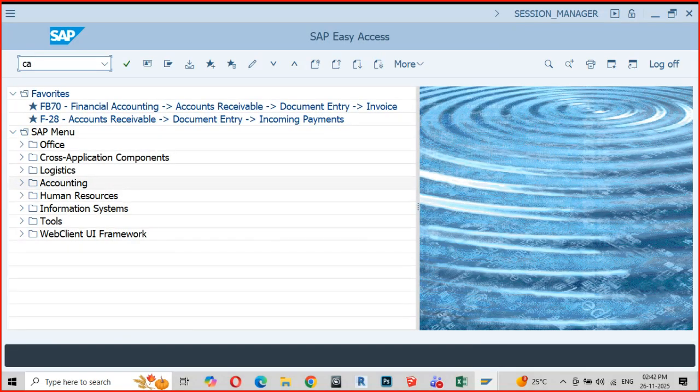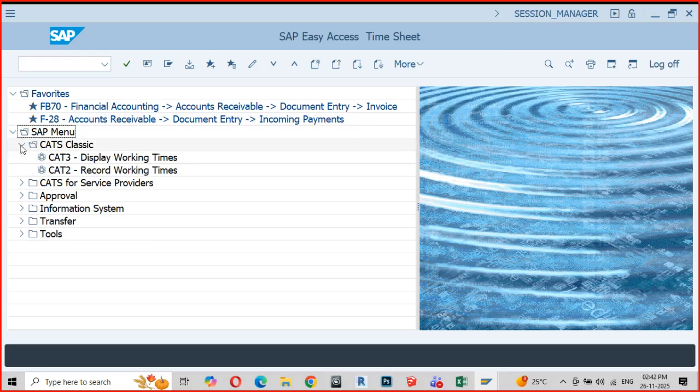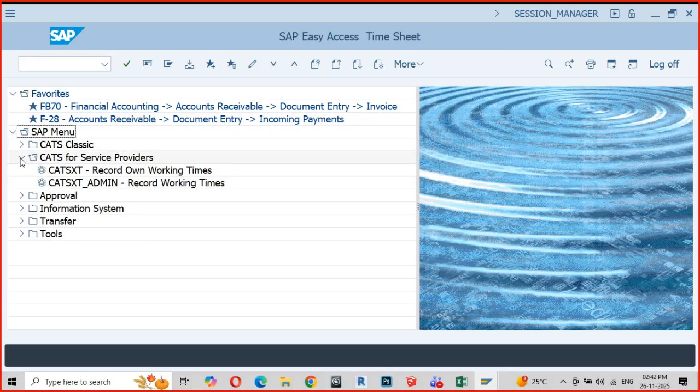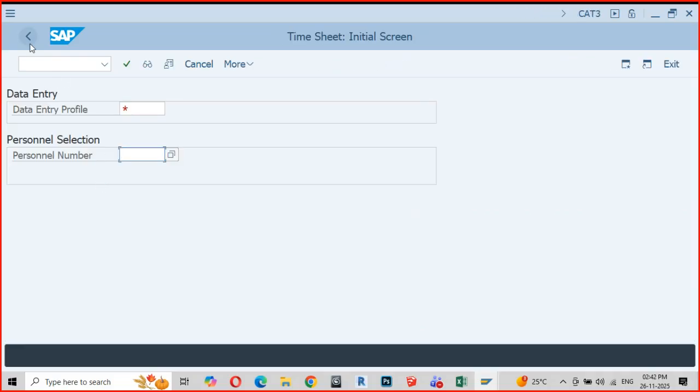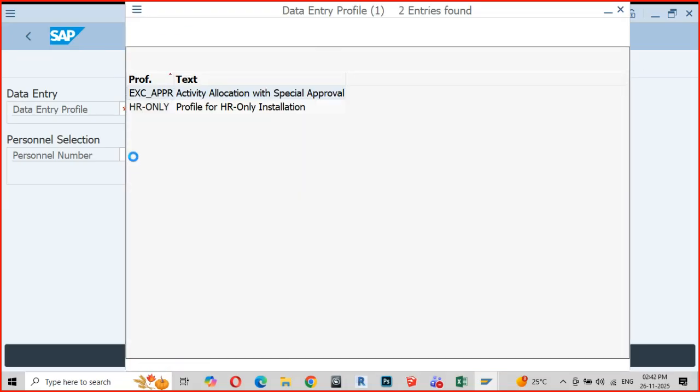So let's get into the transaction code CATS. CATS classic timesheet. This is exactly where you actually execute these. Okay, let me record it. CAT2 is your, I need to enter the data profile and I would enter my personal number, my employee number, and record my sheet.